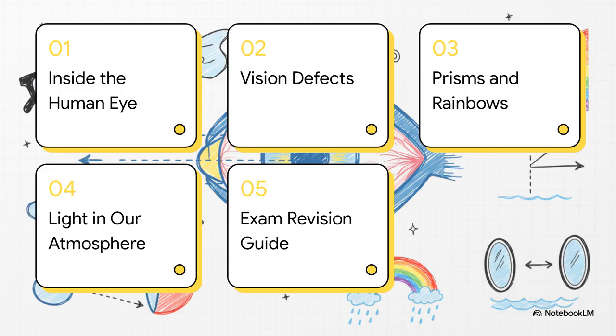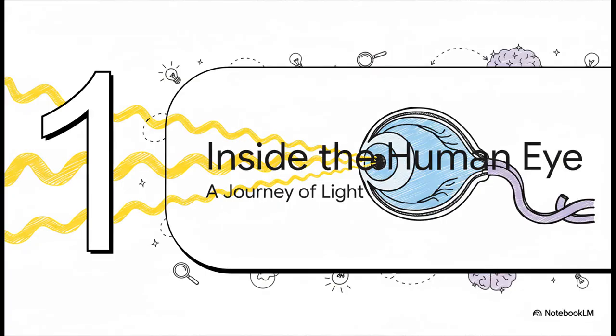So here's our game plan for today. We'll start by taking a tour inside the human eye, then we'll discuss some common vision problems and how we can correct them. After that, we are going to dive into the beautiful physics of light, looking at prisms, rainbows, and other wonders of our atmosphere. And finally, we'll wrap it all up with a really useful revision guide to get you all set for your exams.